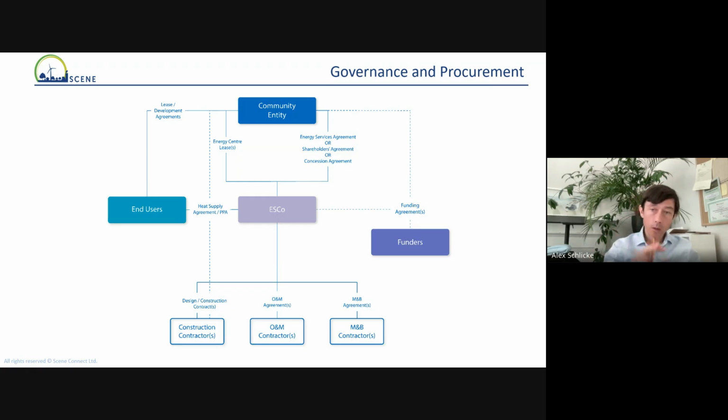So there are clearly a number of key stakeholders with which the community entity will need to have contractual relationships, and that's what we want to explore today, to understand how that influences governance decisions and how that influences procurement. Okay, next slide, please.